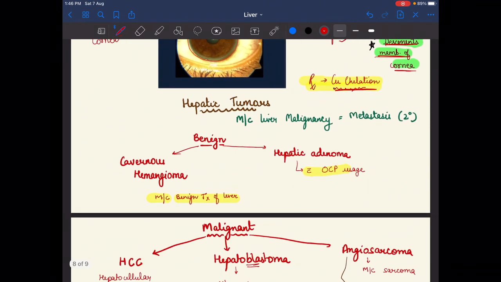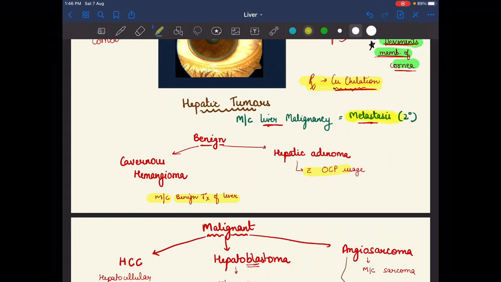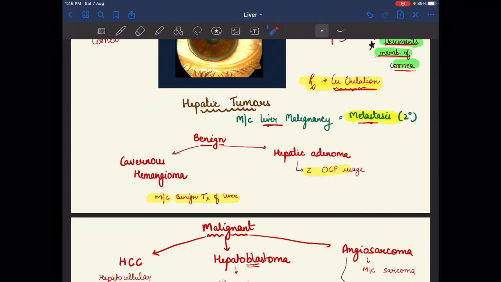Next one is the hepatic tumor. For hepatic tumors, the most common liver malignancy is metastasis, as I already told you so many times. Now the benign tumors are cavernous hemangioma and hepatic adenoma. Cavernous hemangioma is the most common benign tumor of the liver, and hepatic adenoma is associated with OCP use, meaning oral contraceptive pill use. Hepatic adenoma occurs due to OCP use, and cavernous hemangioma is the most common benign tumor.